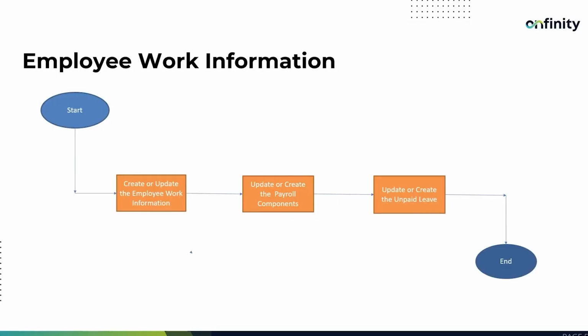So here, we have a small workflow outlining the process for employee work information updates. The user starts the process and creates or updates the employee's work information. They then update or create the payroll components for the employee. After that, they update or create any unpaid leave data if applicable. And here, we end with the process for updating employee work information before payroll.